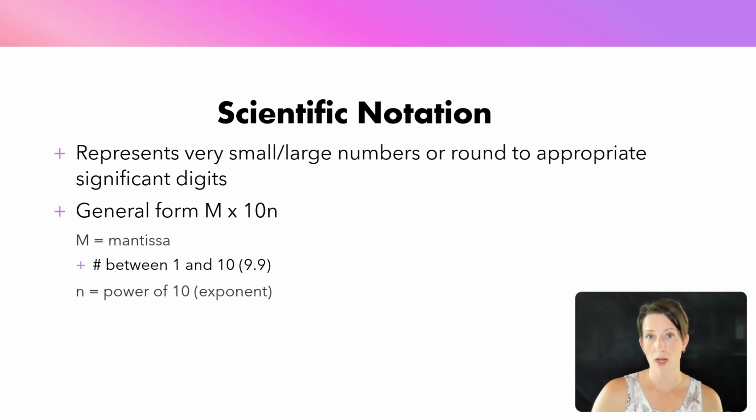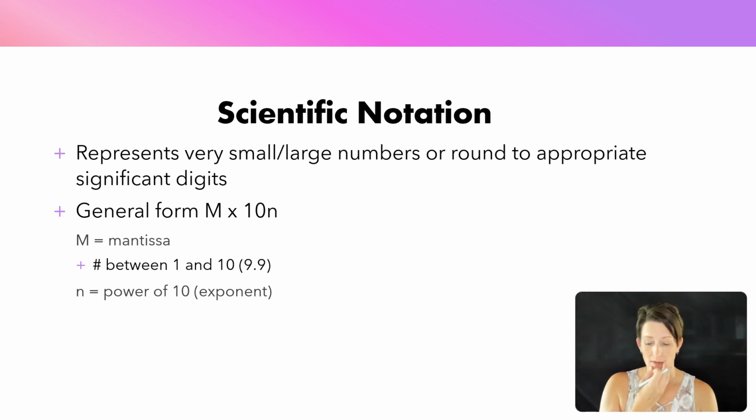Scientific notation is a way in which we can represent a number. It is shorter to represent very small or large numbers, so you don't have to write all those zeros. More importantly, it is used to round to the appropriate number of significant figures, especially when it comes to insignificant zeros.